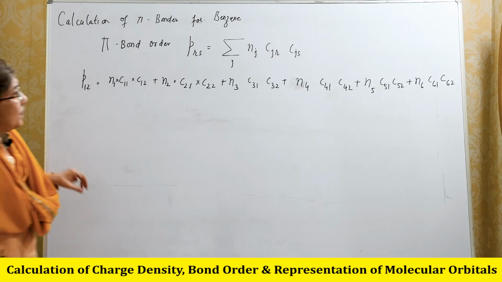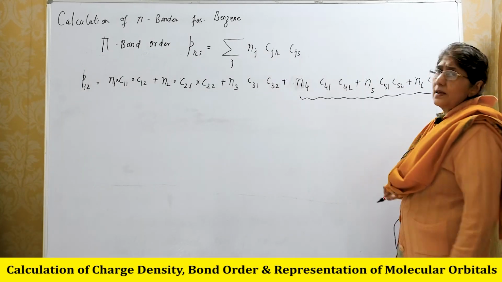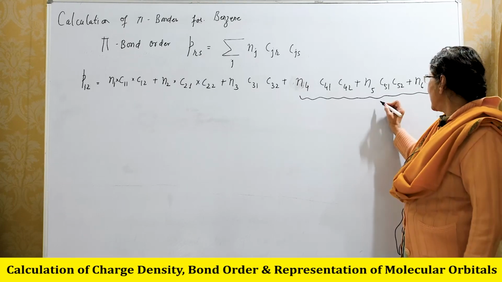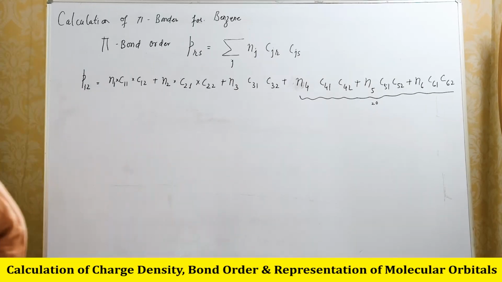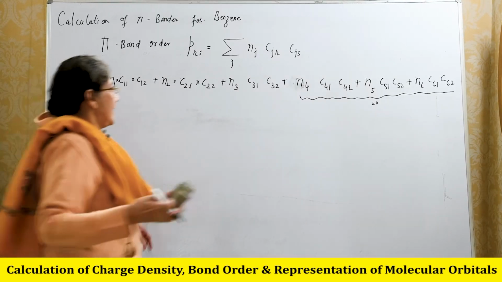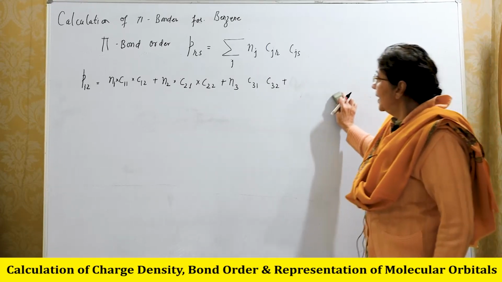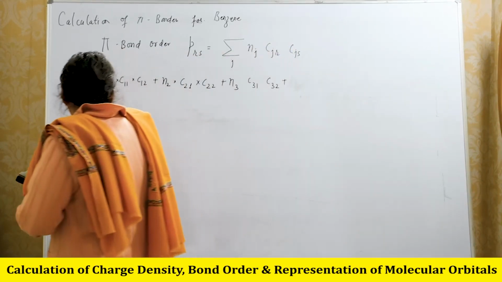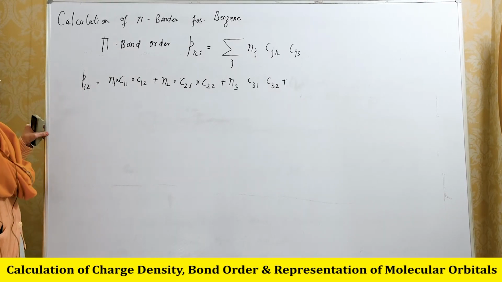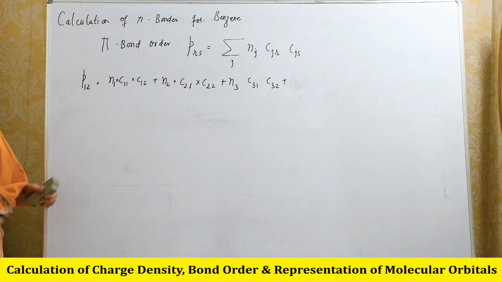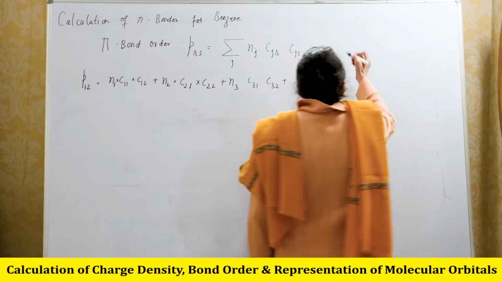So the anti-bonding terms are equal to 0, and we will not entertain these molecular orbitals, so I have rubbed them out. Now we are calculating the bond order P12, between the first and second carbon atoms. So I should write all these molecular orbitals.